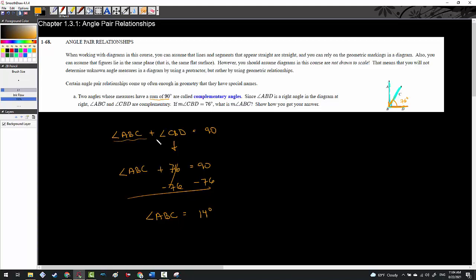And how did I do that? I knew that the two angles added together would give me 90. I plugged in the angle that I knew and solved for the angle that I needed. A lot of this is going to come down to setting up an equation that you feel comfortable with manipulating and solving for the missing piece. So there you go. I'm going to go paste in the next set of problems real quick, and I'll be right back.